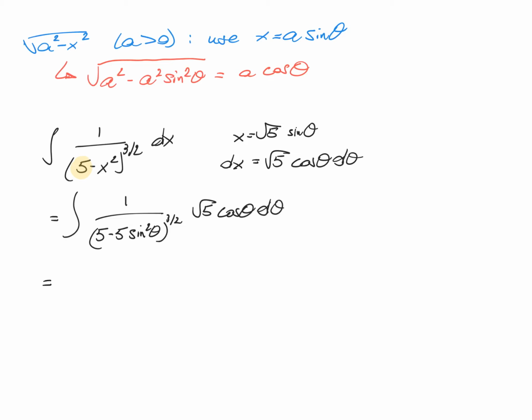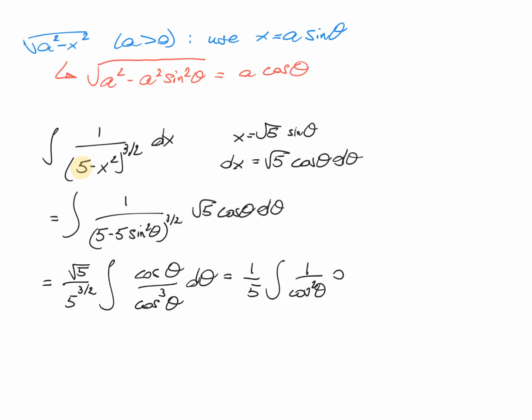We first take out the constants, so in the numerator we have root of 5, in the denominator we have 5 to the power 3 over 2 times the integral cosine theta over cosine theta to the power 3 d theta. So this is 1 over 5, the integral of 1 divided by cosine squared of theta d theta, which is 1 over 5, the integral of secant squared of theta d theta. So this is 1 over 5 times the tangent of theta plus a constant. What is left now is to transform this back into an expression using x.